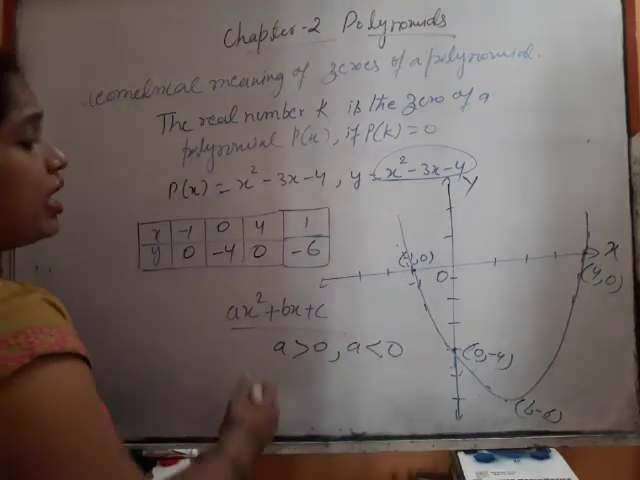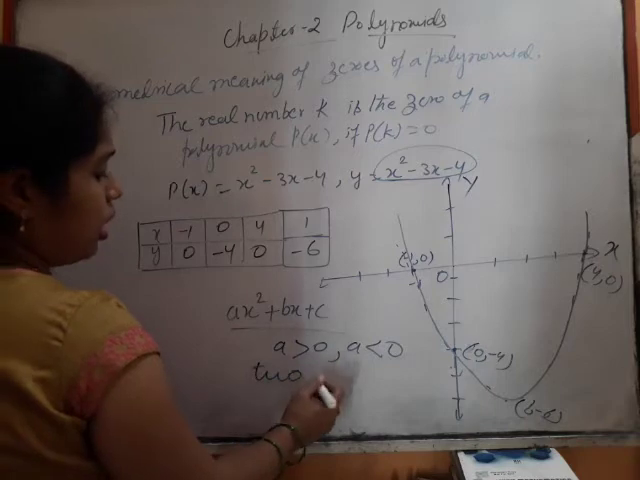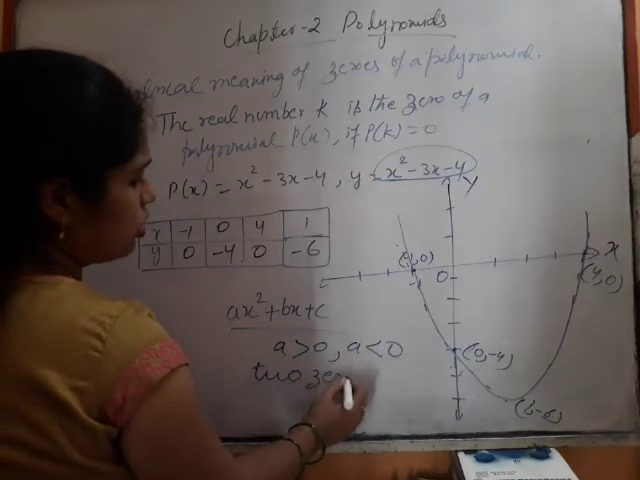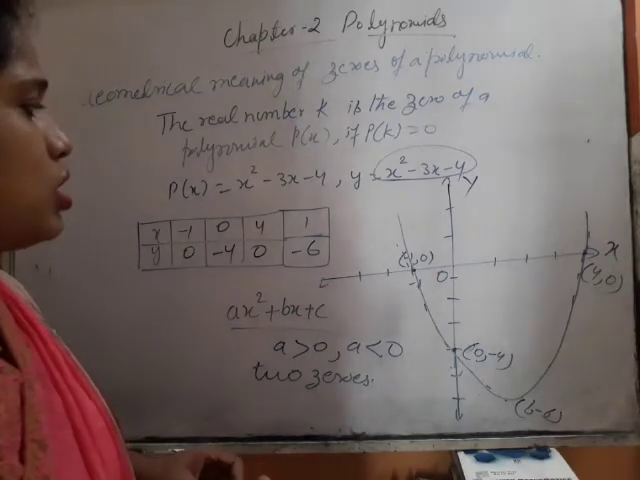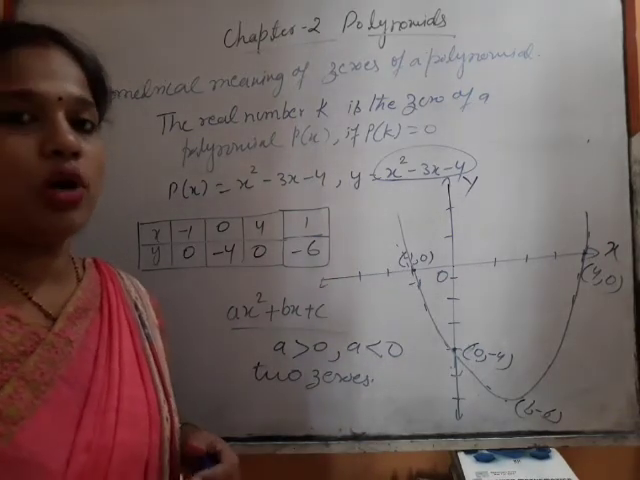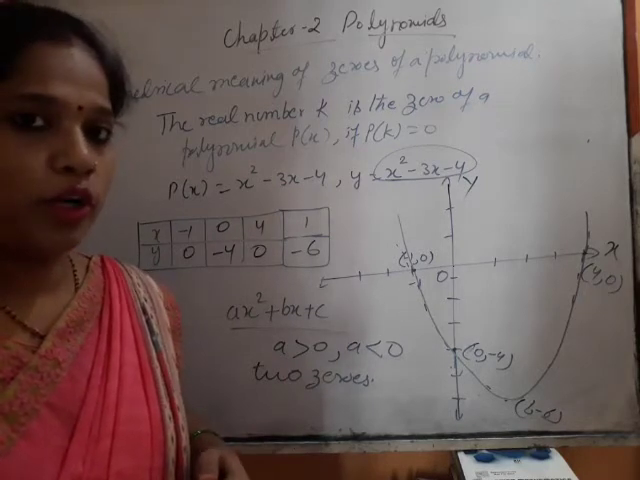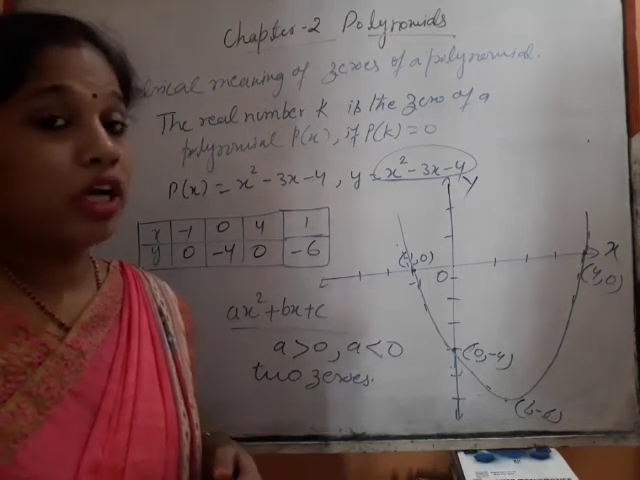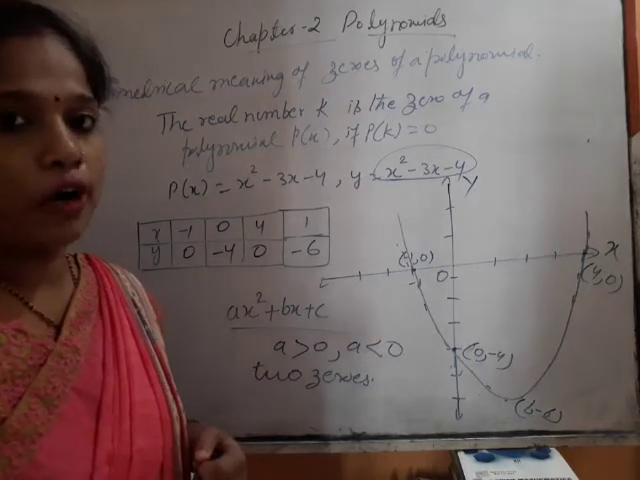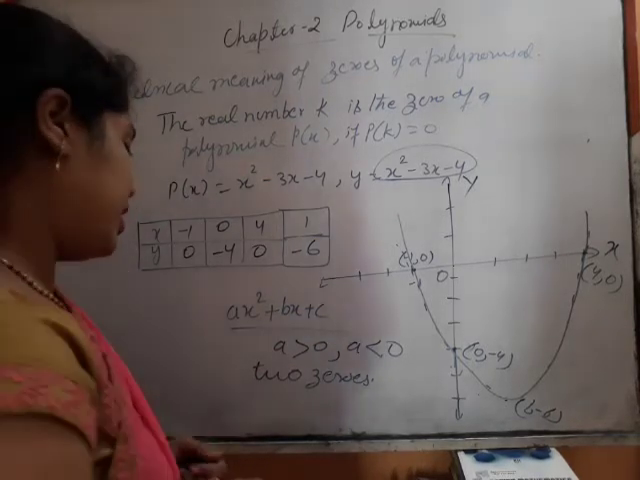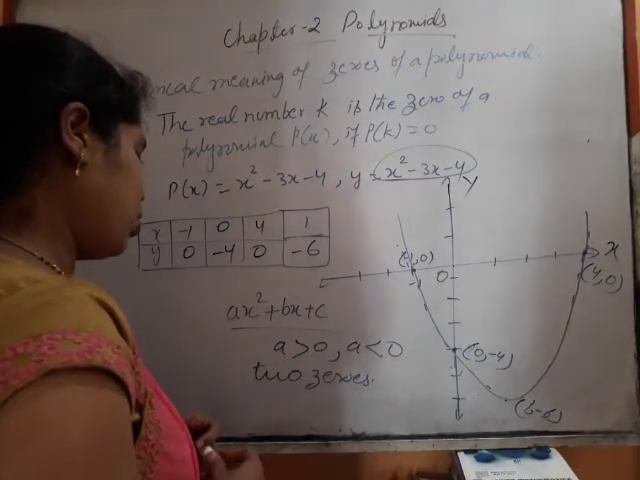So how many zeros will it have? 2 roots. How many zeros? 2 zeros. So dear students, when we talk about the quadratic polynomial, it will always have 2 zeros. And we have seen geometrically also how to represent it, how to get it. So we can say that it is true for any quadratic polynomial.